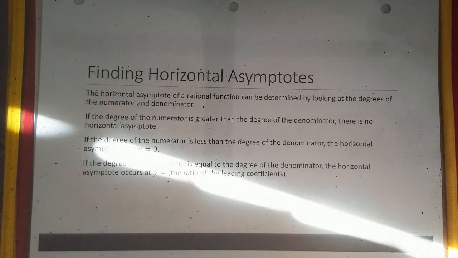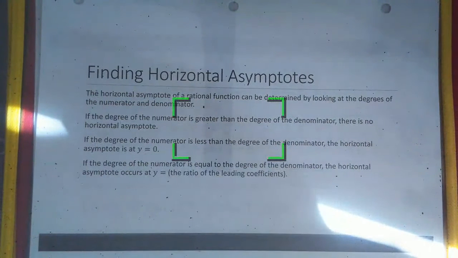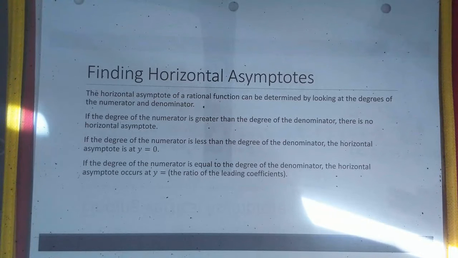So if the numerator has a greater degree, then there is no horizontal asymptote. If the degree of the numerator is less than the degree of the denominator, it's at y equals 0. And if the degree of the numerator is equal to the degree of the denominator, the horizontal asymptote can be found by taking the ratio of the leading coefficients.